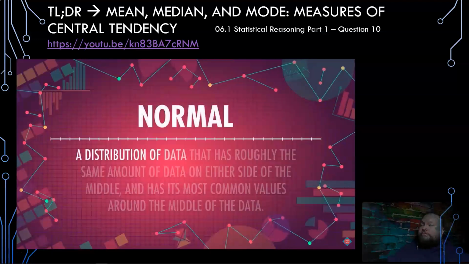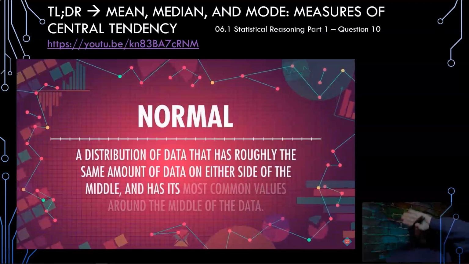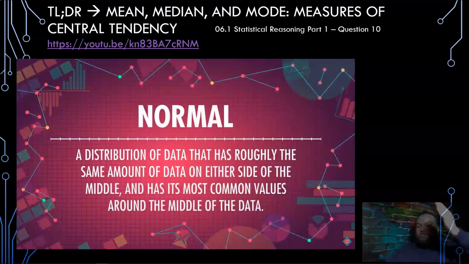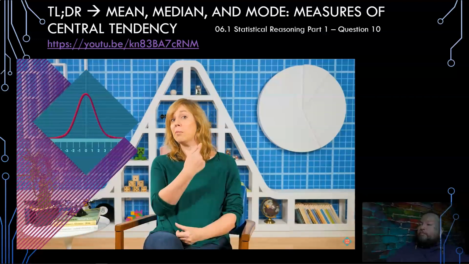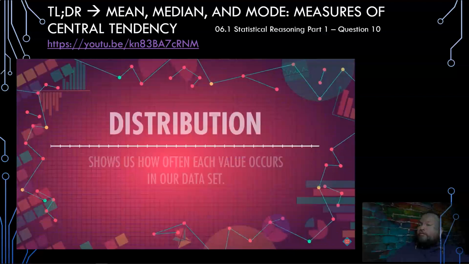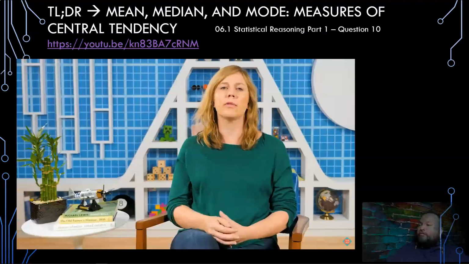Normal means a distribution of data that has roughly the same amount of data on either side of the middle and has its most common values right around the middle of the data. Data that are distributed normally have a symmetrical bell shape that you've probably seen before. A distribution shows us how often each value occurs in our data set, which is known as their frequency.